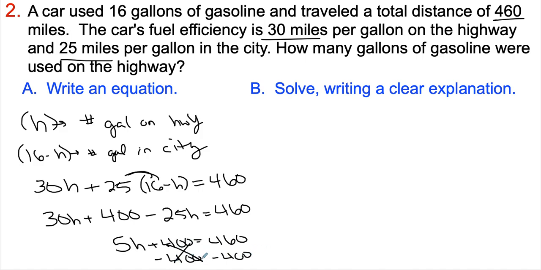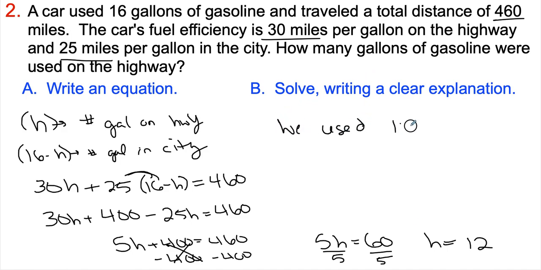Those are out of here. And we get 5H equals 60. H equals, how do we get rid of that 5? You got to divide it. H equals 12. Okay? So that means we used 12 gallons on the highway. Okay, so we used 12 gallons on the highway.